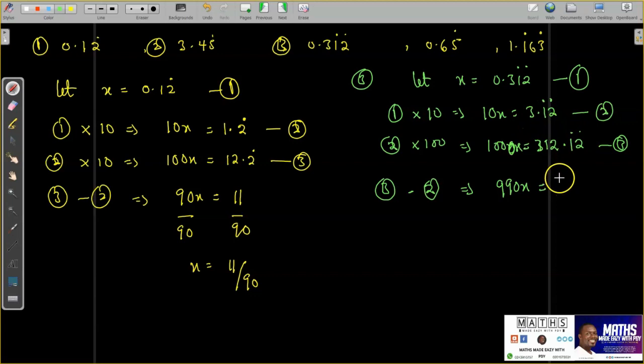What answer are we left with? 309. So we divide both sides by 990, and that will be giving us x equal to 309 divided by 990 as our final answer. Can you check from your calculator? Are we all clear? Yes, please.